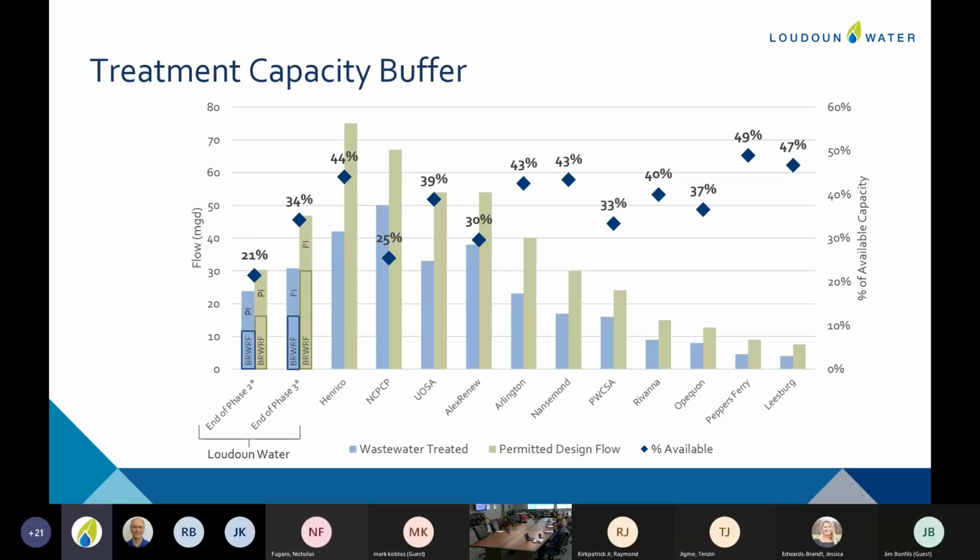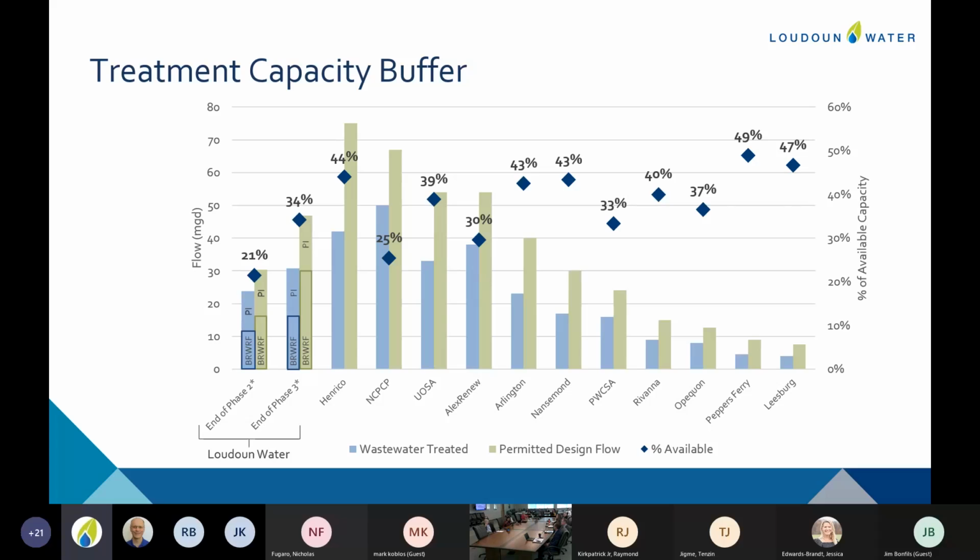So we'll have a 21% buffer when we've finished this expansion that's in place right now. If we increase Broad Run to 30 MGD at the end of that construction, we're saying we'll have a 34% buffer. We want to see, is that buffer reasonable compared to what other counties and other wastewater treatment plants are looking at? When we start looking at the bigger utilities in the area, everybody's got 30 to 40%. Noman Cole, they're down here in the 25. They are also rapidly trying to expand their wastewater treatment plant.